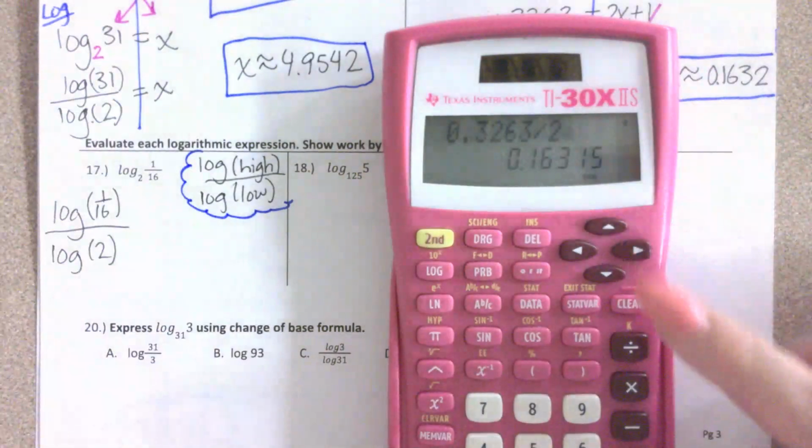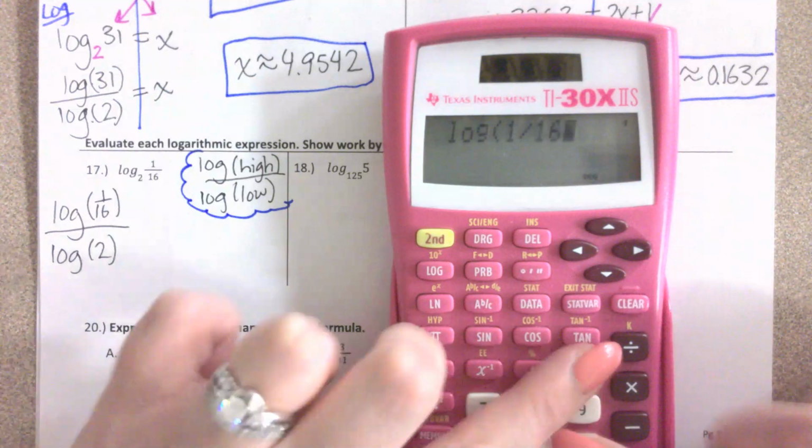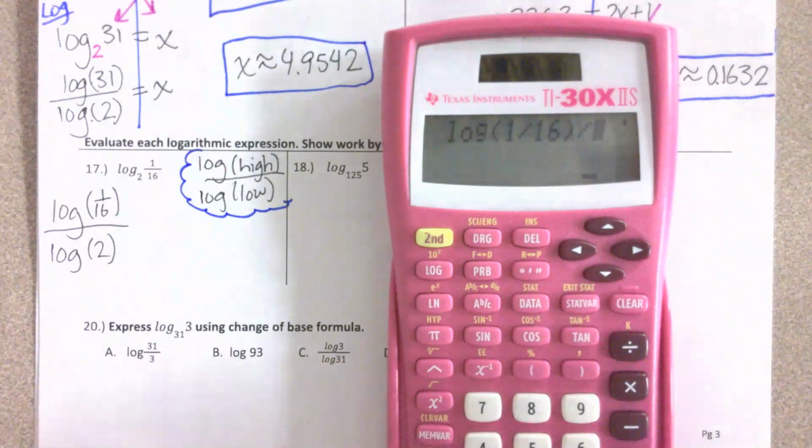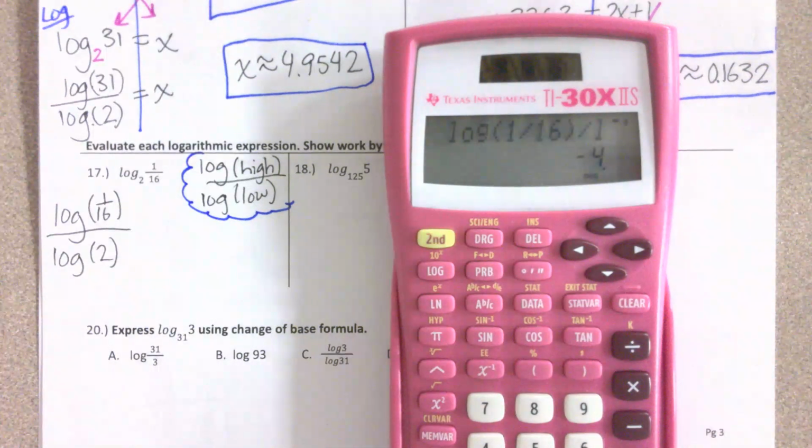Calculator. Log of 1 over 16, close that parenthesis, divided by log of 2. Negative 4.